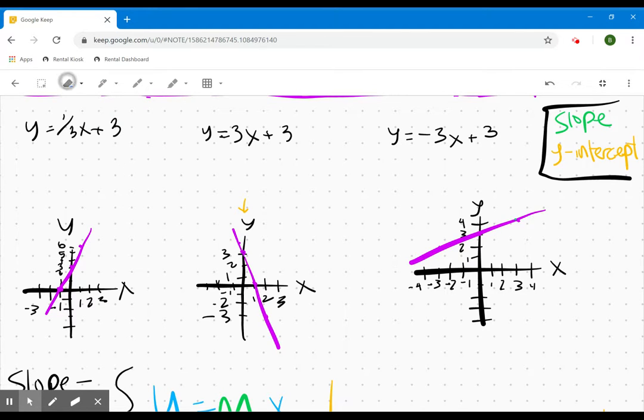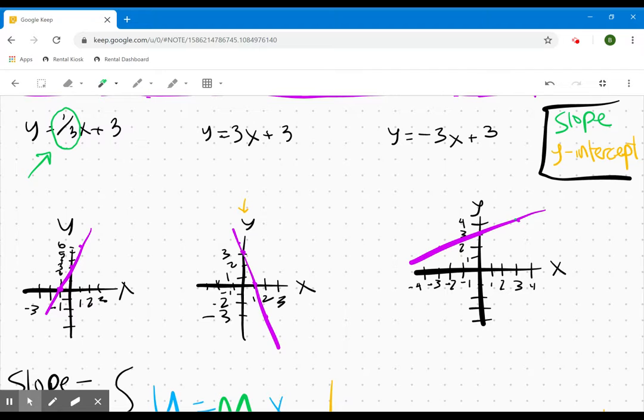Okay, so let's look at our equations first. I'm going to highlight the slope and y-intercept here. Slope in green, y-intercept in yellow. And then we'll match it with the graphs. So first equation, we have y equals 1/3 x plus 3. So our slope here is going to be that 1/3, and it's a positive slope. So our line is going to look like it's going up.